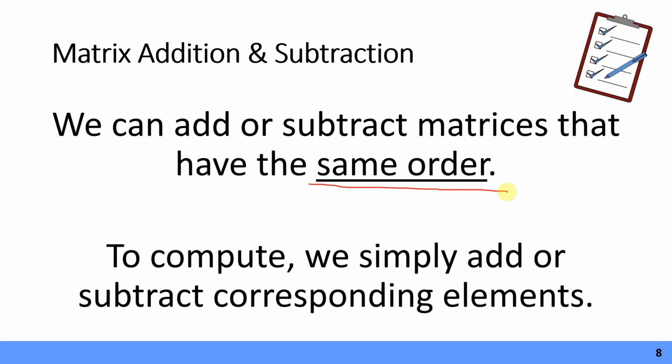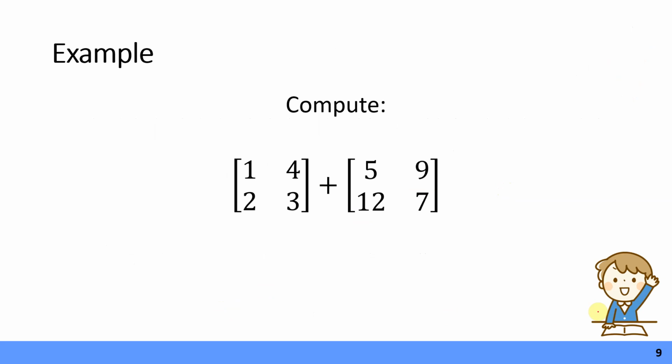Okay, so to compute, if I'm asking you to add or subtract, it's super simple because all you have to do is just add or subtract the corresponding elements. So the first number that appears on the first matrix, you're going to add it or subtract it to the first number on the second matrix. It's going to be super simple. So let's go ahead and do a problem here.